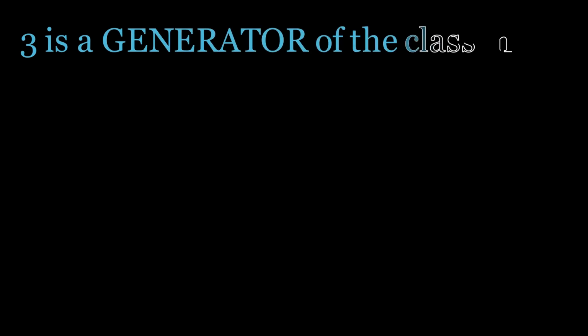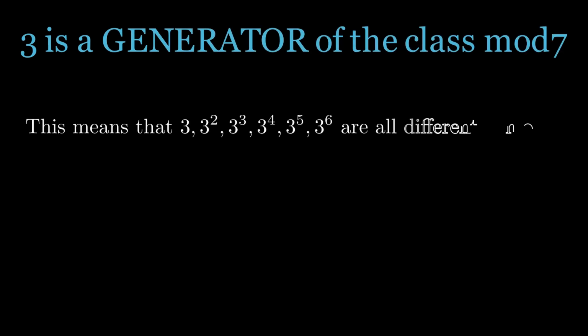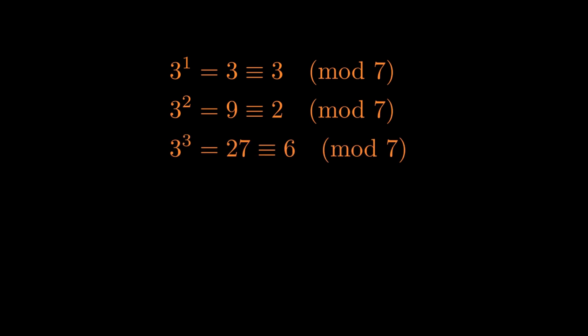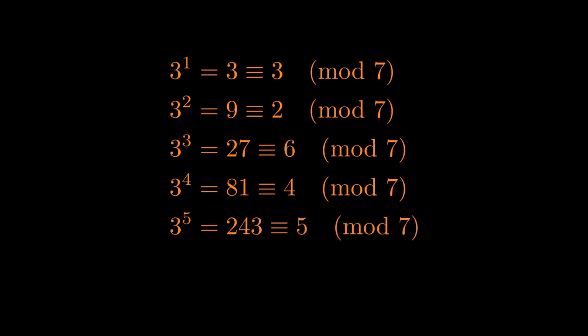Heading to mod 7, we can leverage the fact that 3 is a generator of class mod 7. This means that 3, 3 squared, 3 cubed, 3 to the 4th, 3 to the 5th and 3 to the 6th are all different mod 7, none of them being 0. The animation on the screen shows the values of 3 to the i for i ranging from 1 to 6. Note that they are all different as claimed.